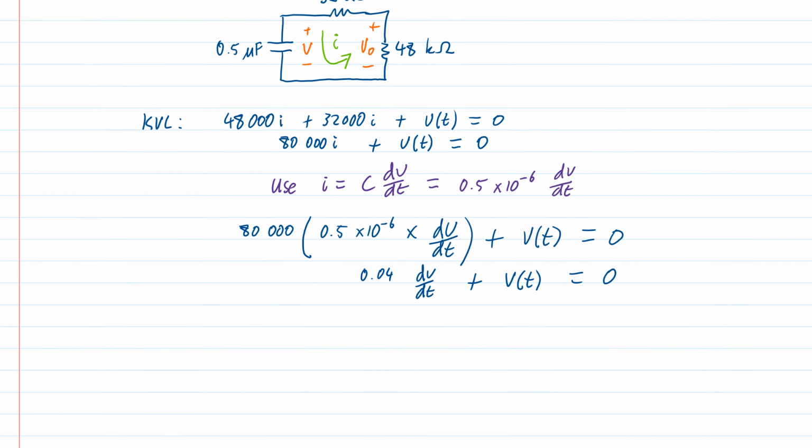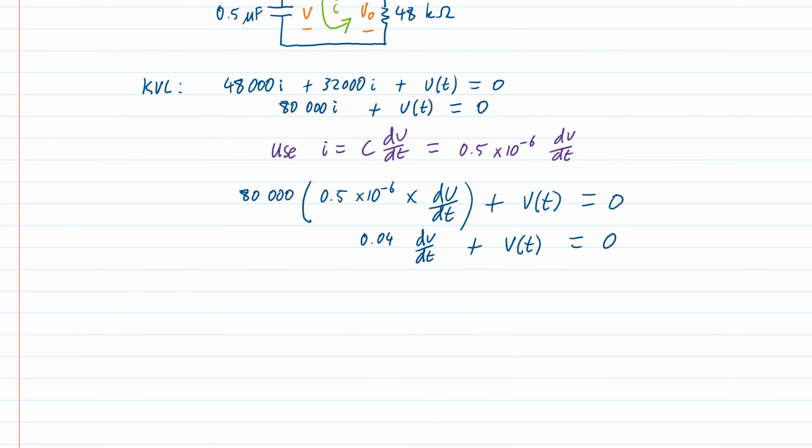So we're nearly there. For my separation of variables, I would like to have a coefficient of 1 in front of dV/dt. So I'm going to divide both sides of this equation by 0.04. 1 over 0.04 is 25. So I'm going to get dV/dt plus 25 V of t is equal to 0.